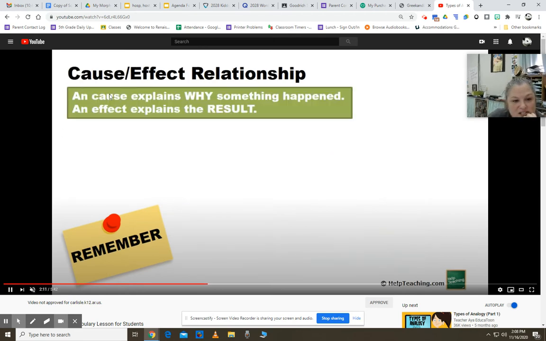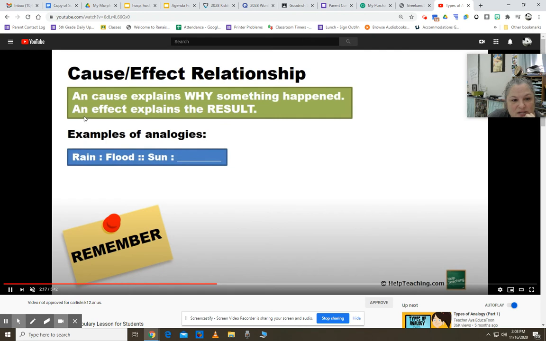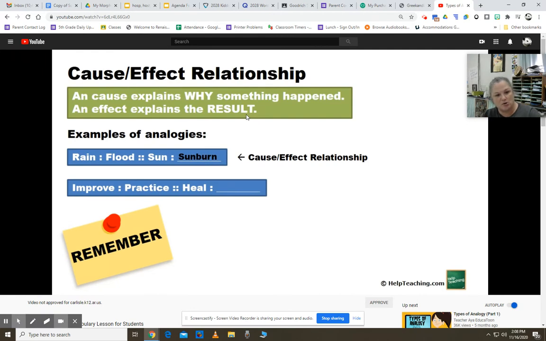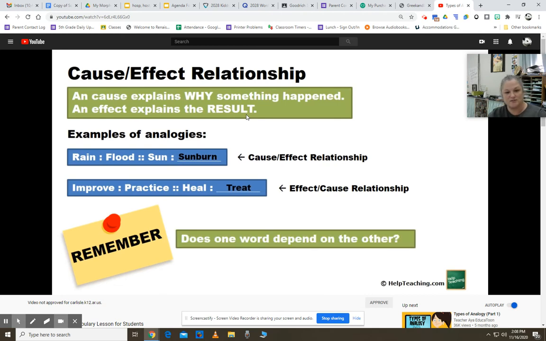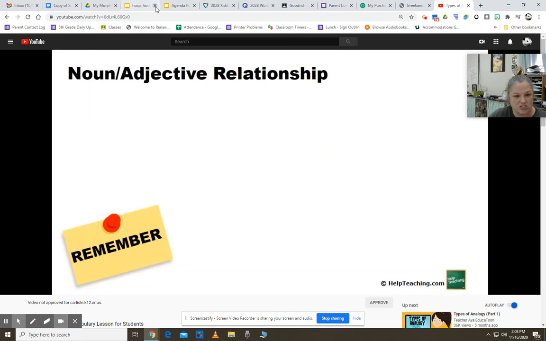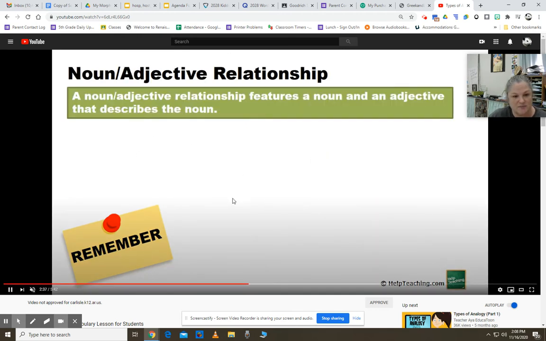Okay, cause and effect. A cause explains why something happened, and an effect explains the result. So rain causes a flood, sun causes sunburn. You improve as a result of practice, you heal as a result of treatment. One word depends on the other, and you can see the relationship in both sections is cause and effect.